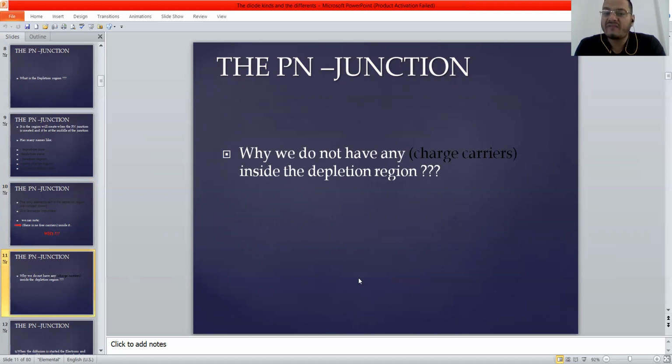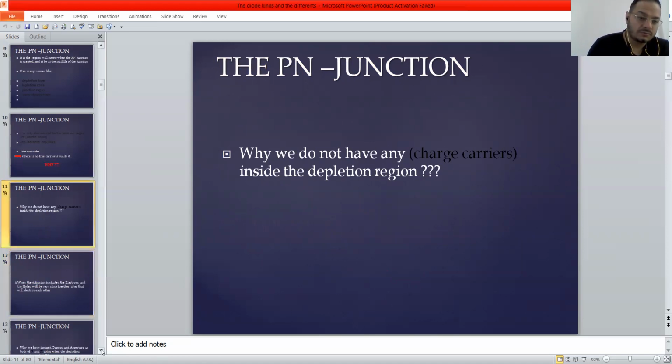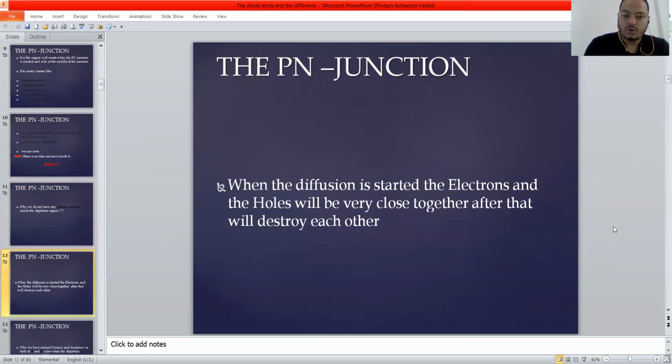Why don't we have any charge carriers in the depletion region? When the diffusion starts, the electrons and the holes will be very close together, and when they are close together, they will start to destroy each other. Because of that, we don't have any charge carriers inside the depletion region.